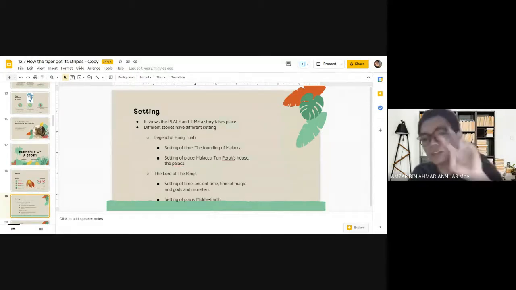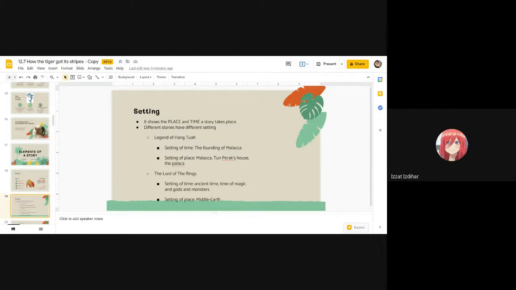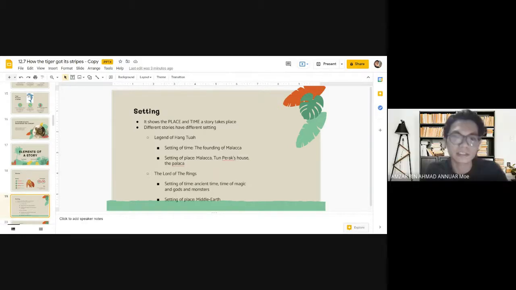Baik. Now, setting can be divided into two. One is the setting of time and number two is the setting of place. Now the setting of time talks about when this story happens. Maybe it happened in the morning, maybe in the evening, maybe somewhere in the future, maybe when you were born. Now it tells about the time. Yes, Izzat, you have raised up your hand. For what reason? Talent semua yang ada titik-titik tu. Ya, salin semua ni. Okay, sambil cakap sambil buat salin.